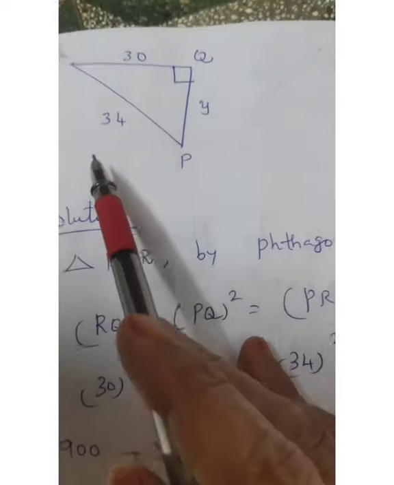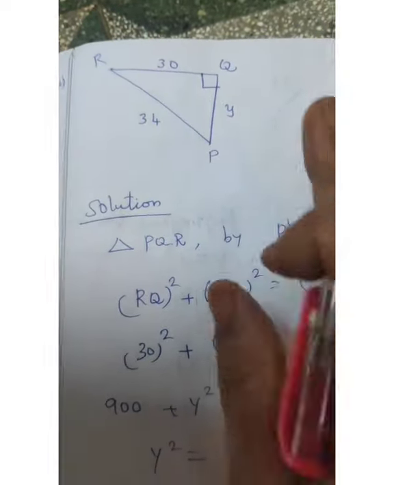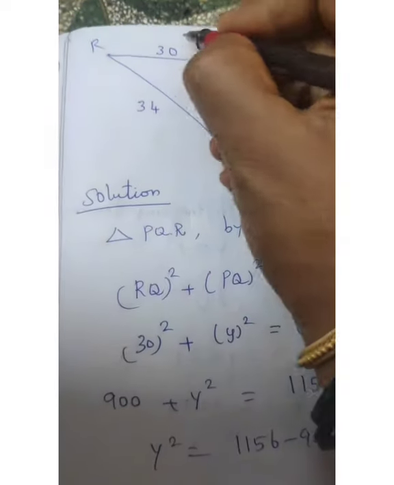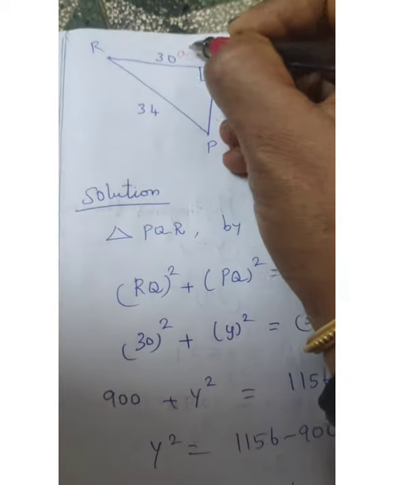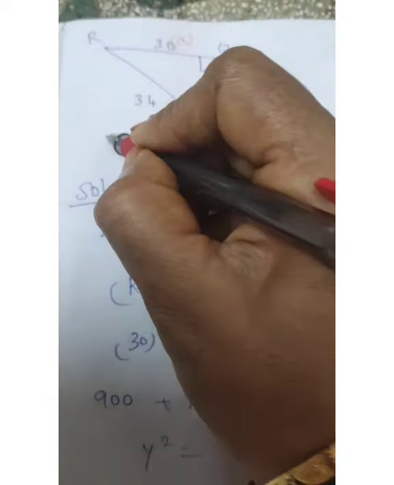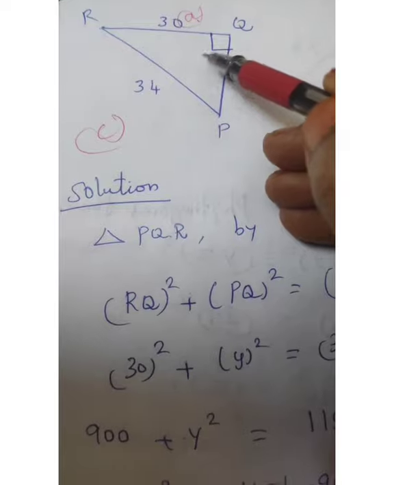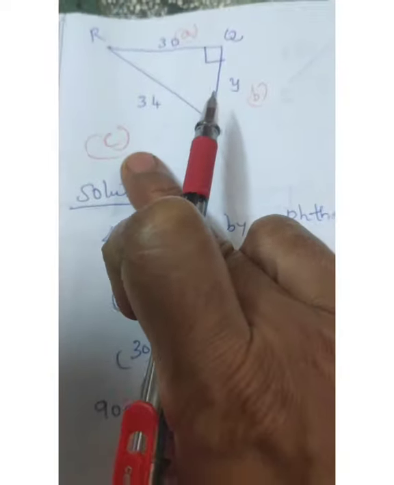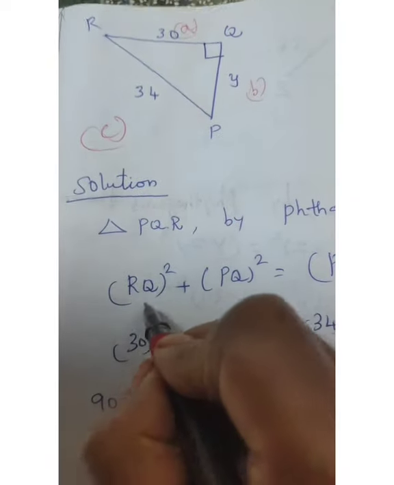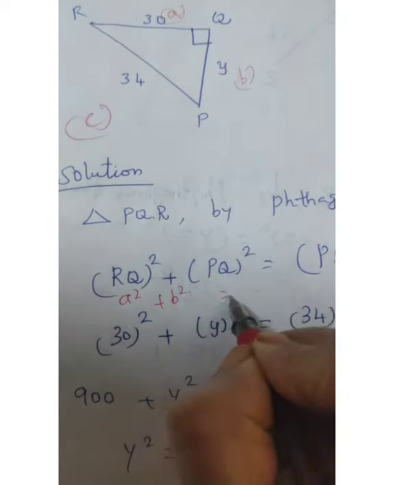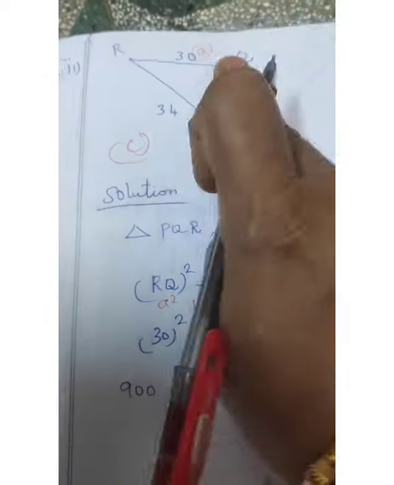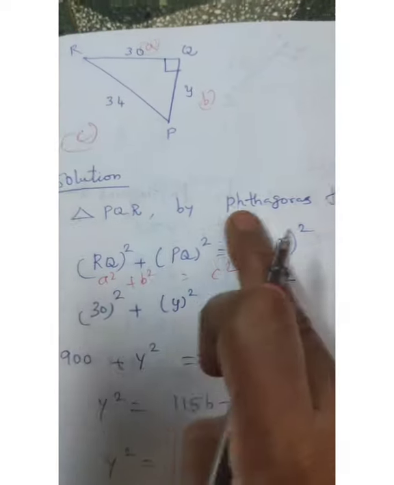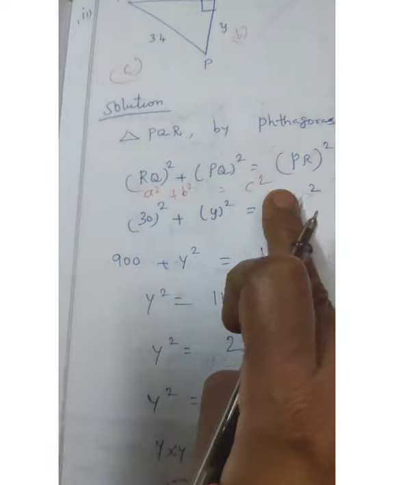Second question, right angle is given. So the Pythagoras theorem only must be used there. So which one is the hypotenuse? This is A value, this is B value, this is C value. First you write. The side opposite the right angle is the C value. PQR. So A squared plus B squared equal to C squared. RQ squared plus PQ squared equal to PR squared. In triangle PQR by Pythagoras theorem, you write the formula.